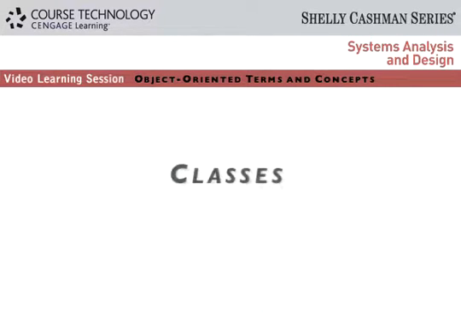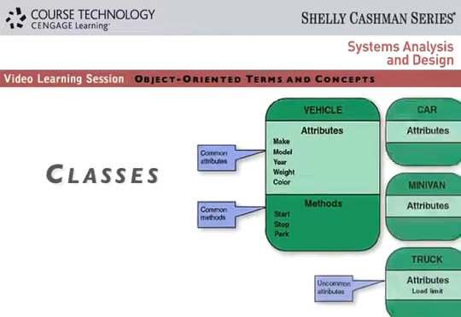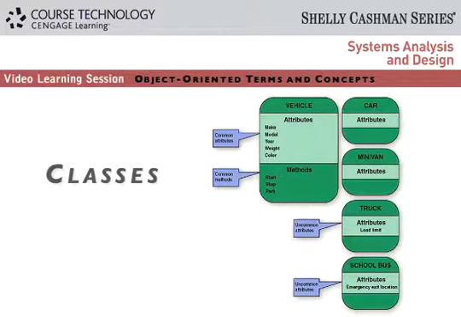An object belongs to a group called a class. All objects in the class share common attributes and methods. For example, the vehicle class might have make and model attributes and start and stop methods. Objects within a class can be grouped into subclasses. For example, the vehicle class might have subclasses for cars, minivans, trucks, or even school buses.